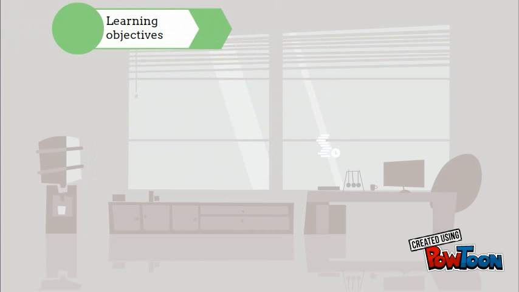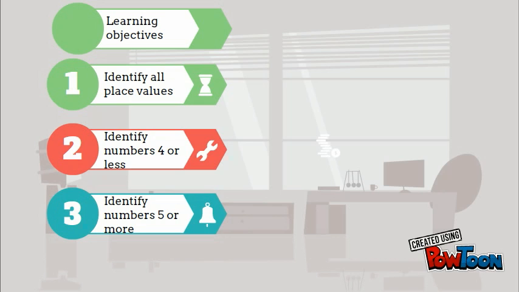The learning objectives for today's lesson are: identify all place values, identify numbers 4 or less, and identify numbers 5 or more.